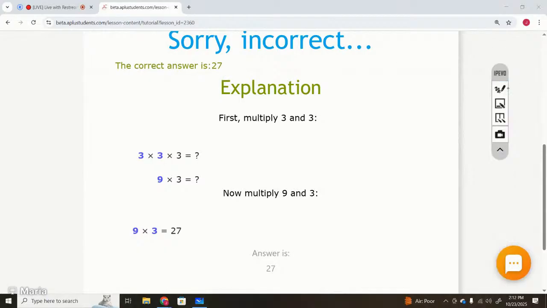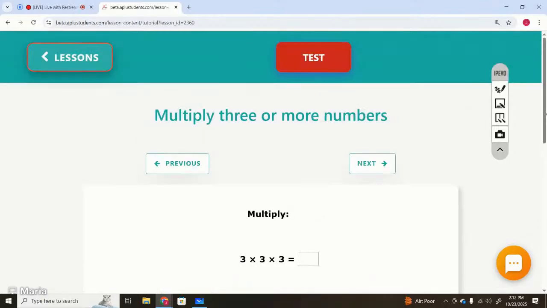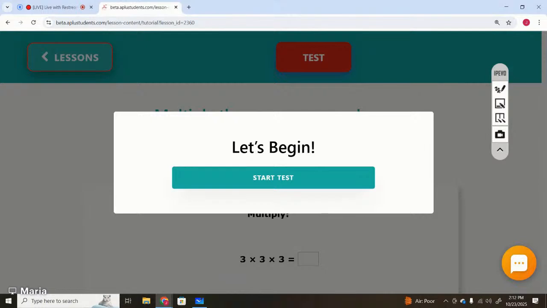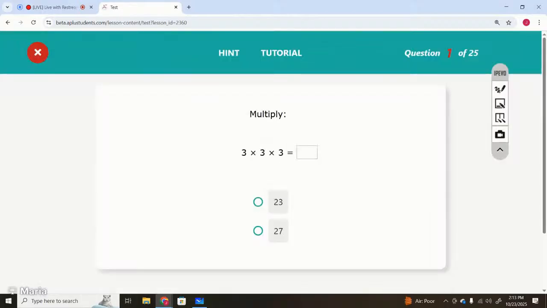Let's just start with the test questions. 3 times 3. 3 times 3 is 9 and 9 times 3 makes 27. It is option number 2 is the correct option.